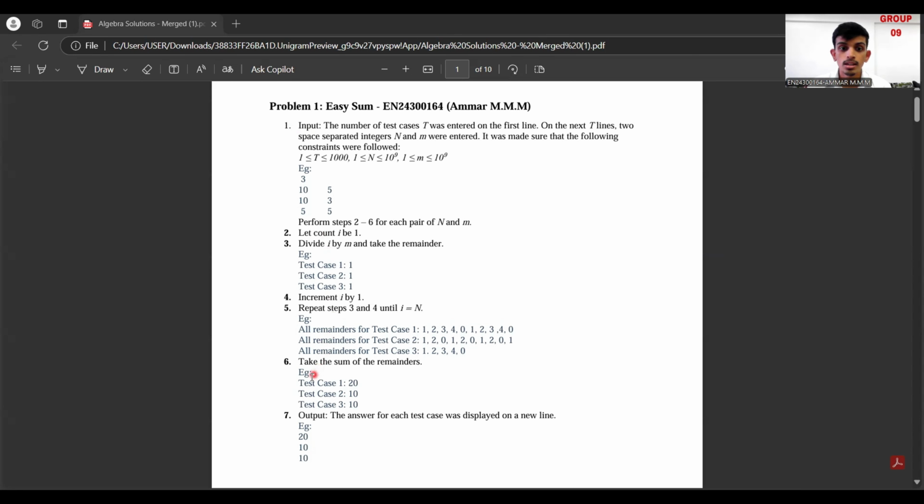For example, n equal to 10, m equal to 5. The remainders are 1, 2, 3, 4, 0, 1, 2, 3, 4, 0, and their sum is 20. Output: print the total sum for each test case on a new line. This problem highlights the need for efficiency, as n and m can be as large as 1 billion.